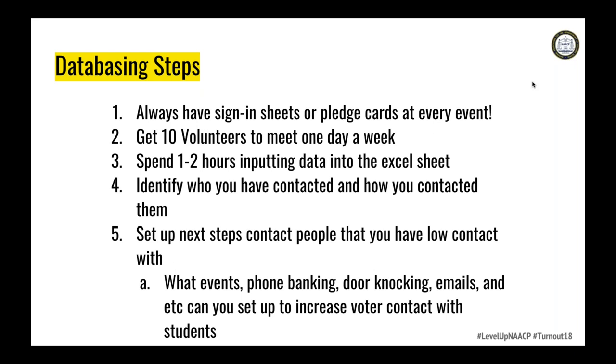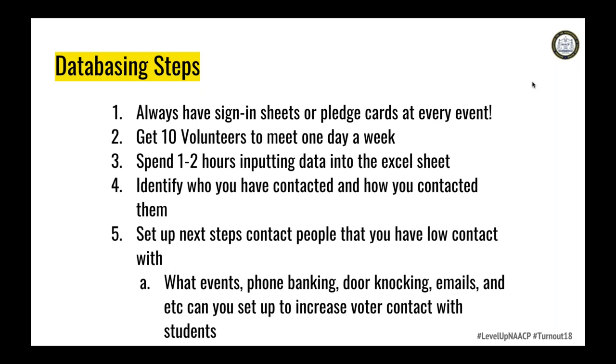Again, you want to identify who you've contacted and how you contacted them, right? So you can make different voter codes, maybe PB for phone banking, T for tabling. Think about what's going to work for your campus. You can contact me if you want to brainstorm some ideas as well. But you want to think about documenting on your Excel sheet or whatever system you're using how you're contacting these people over the course of the campaign trail.